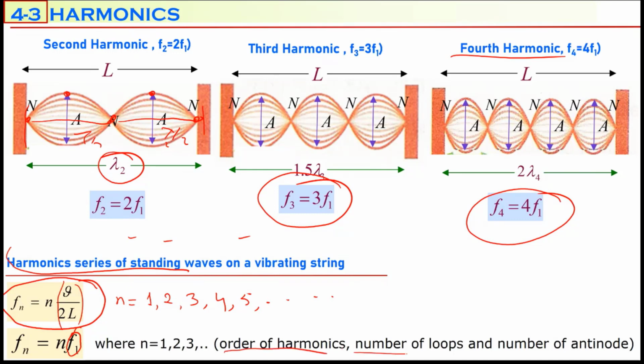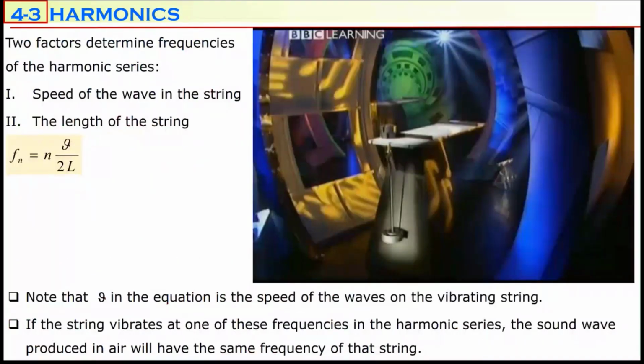So n is the order of the harmonic. Also, it represents the number of loops, or the number of antinodes. And we know that the number of nodes is 1 greater than the number of antinodes. According to the fundamental frequency equation, F1 is equal to V divided by 2L. Two factors determine the fundamental frequency. One of them is the speed of the wave in the string.